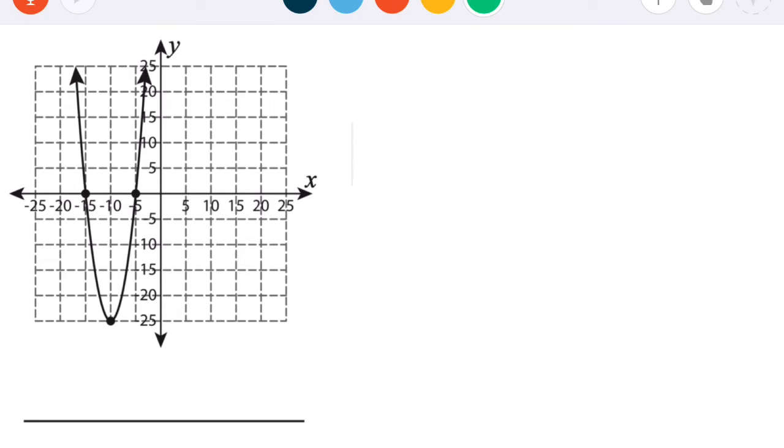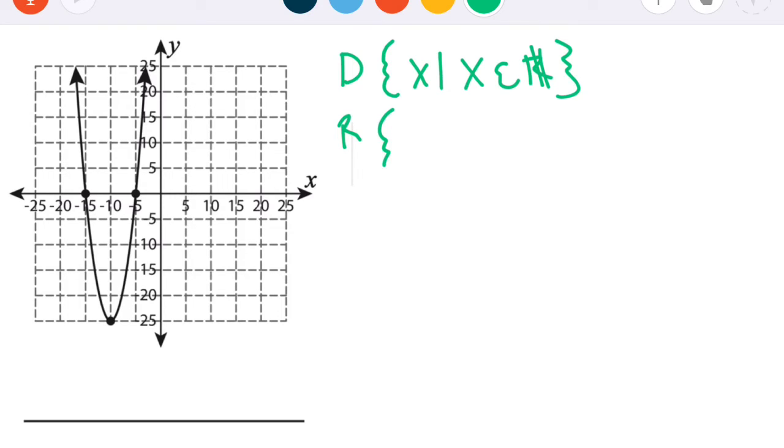Alright, we are going to switch topics here. Well, first I'll just run through the domain and the range quickly. I'm going to write it in the simplified way. So the domain, again, is all real numbers because it's going to keep getting gradually wider and wider. The range, it never goes lower than that point, which is at negative 25 on the y-axis. So we know that y has to be greater than or equal to negative 25. So that would be the range on this parabola.